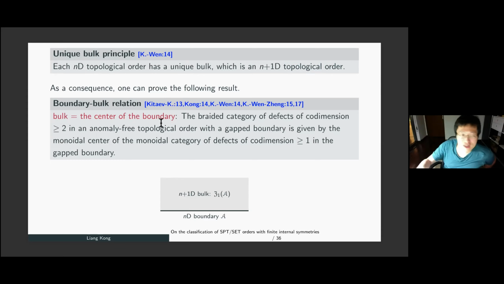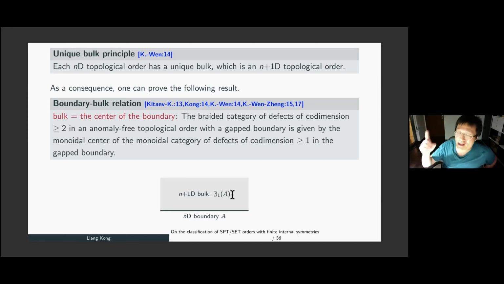Okay, just keep this in mind. The bulk is the center of the boundary. I draw a picture. The boundary has a topological order, and the bulk is given by the center of it. You probably want to know, what do you mean by center? The boundary is a physical concept. The bulk is a physical concept. What do you mean by center of that?